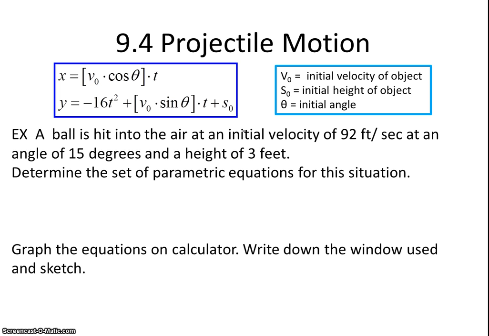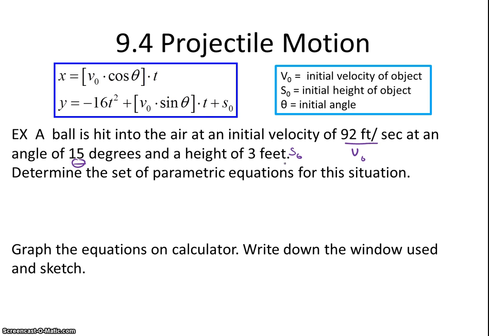So for this example, we have a ball that's hit into the air at an initial velocity of 92 feet per second, so that's our v0, at an angle of 15 degrees, so that's our theta, and an initial height of 3 feet, so our S0 is going to be 3.